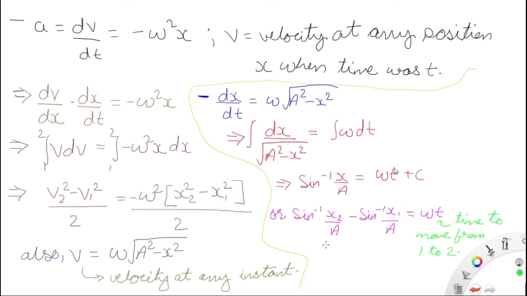So in terms of definite integral, if you are doing the definite integral, then from point 1 to 2, sin inverse x2 by a minus sin inverse x1 by a is equal to omega t, okay, where t is the time to move from point 1 to 2, okay. So t is the time to move from displacement x1 to x2.